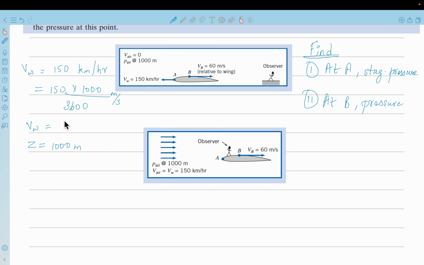So can you repeat? 41.67 meters per second. Okay. Now, how do we solve this question?